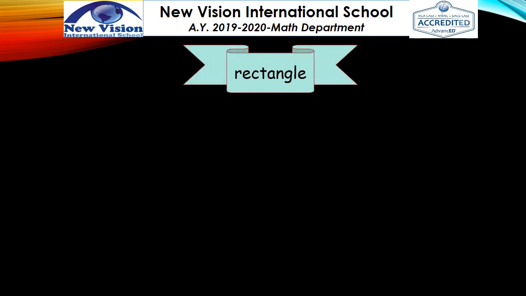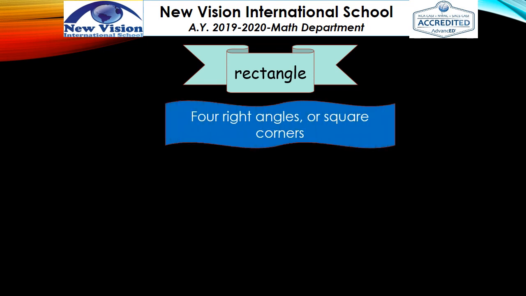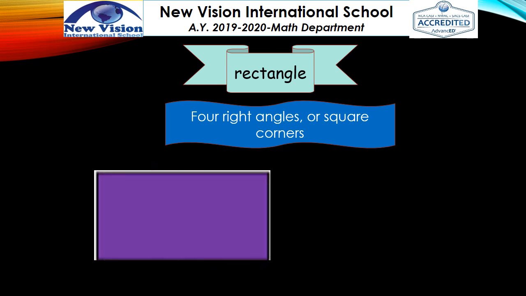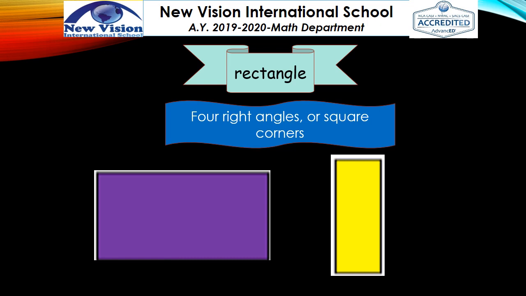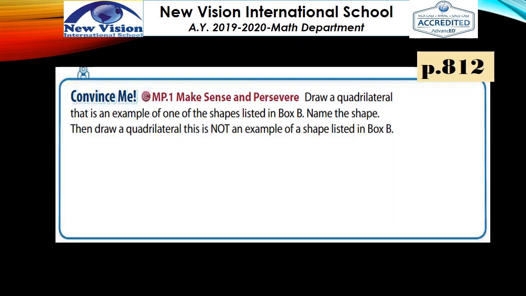Next, we have here a rectangle. A rectangle has 4 right angles or square corners. A rectangle is a special parallelogram. Okay, that's it. Now you know how to use attributes to describe quadrilaterals.